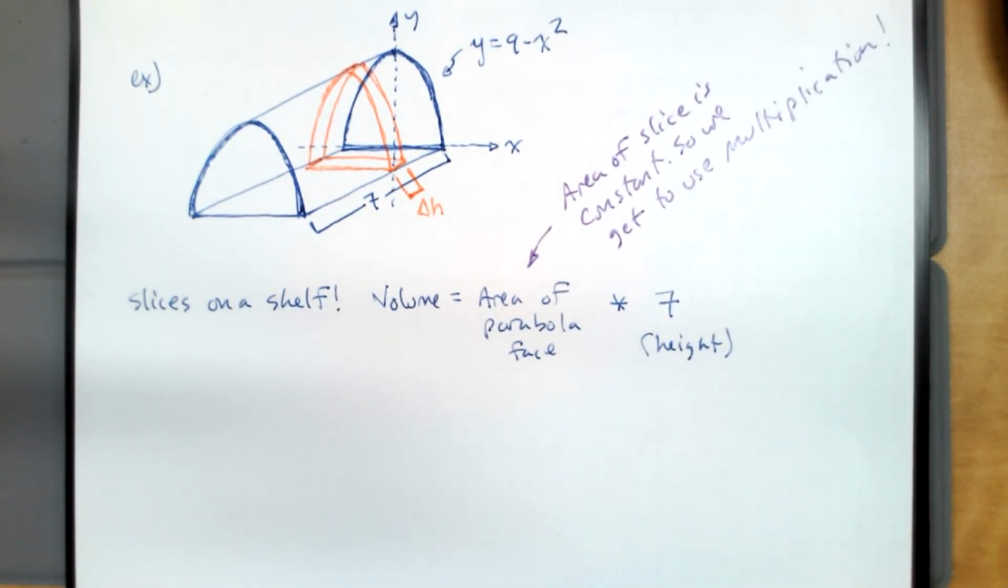Because that parabolic face is always the same size, I can find out whatever that area is and just multiply by the height. Our factors are constant, so we get to multiply. Questions?